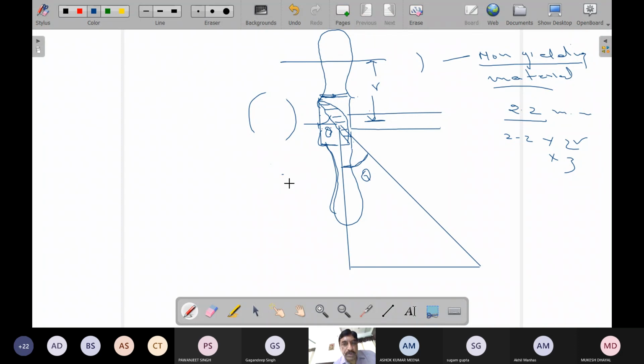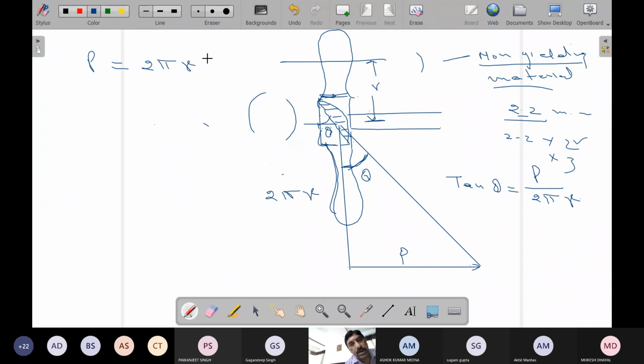So this distance is 2 pi r. This distance is moved forward. Now just imagine if it was a screw, it would have moved forward by 2.2 millimeter, and now we have a propeller, it will move forward by a distance P meter, which is the pitch of the propeller, and this is the angle theta. So I can safely write here tangent theta is equal to perpendicular over base, so P over 2 pi r, or we can say pitch can be written as 2 pi r tangent theta.